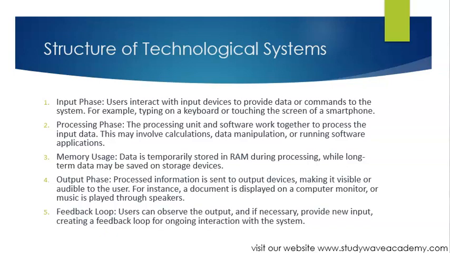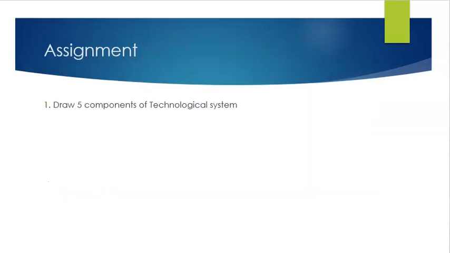Good. So let's go over to our assignment, okay? We are to draw 5 components of a technological system. I'm sure we'll be able to do that. To draw 5 components of a technological system. Okay, that is good.